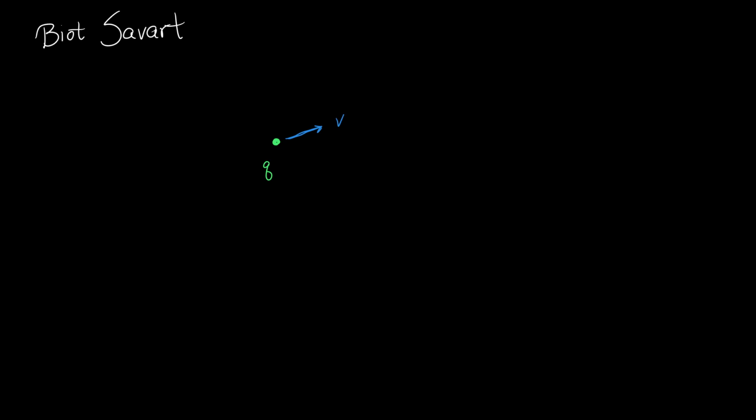To help us picture this, I want to draw kind of a line that's in the direction of the velocity both before and behind our charged particle. So this blue line represents the straight line path of our charged particle.